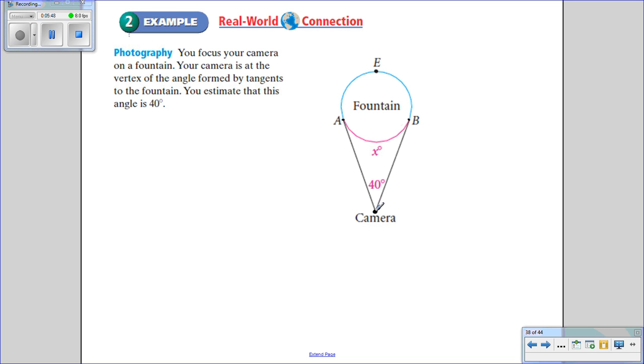Now these two lines are intersecting outside the circle, so the measure of the angle is equal to half the big arc minus the small arc. The angle is 40.